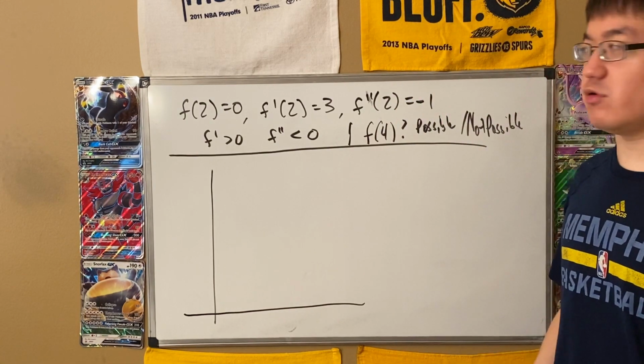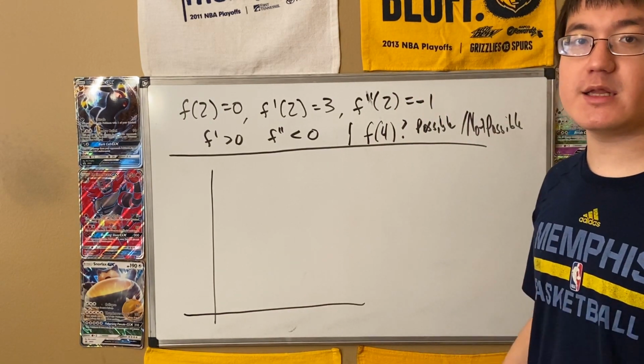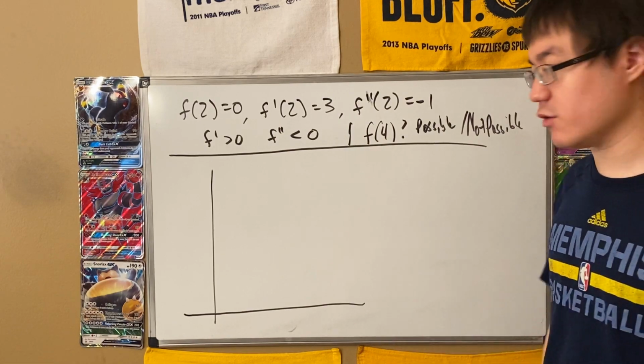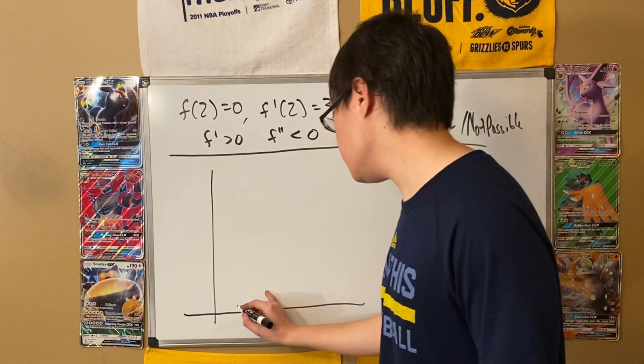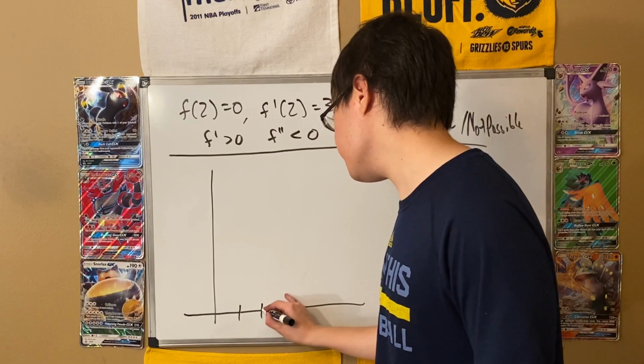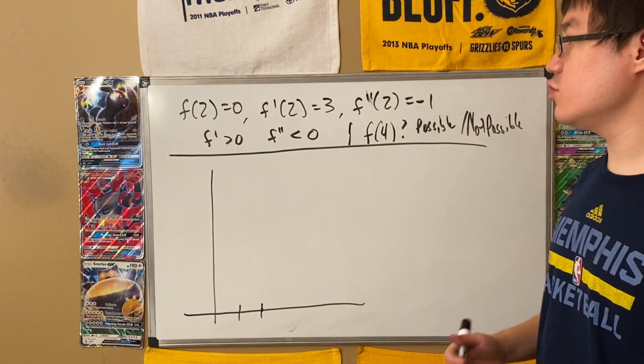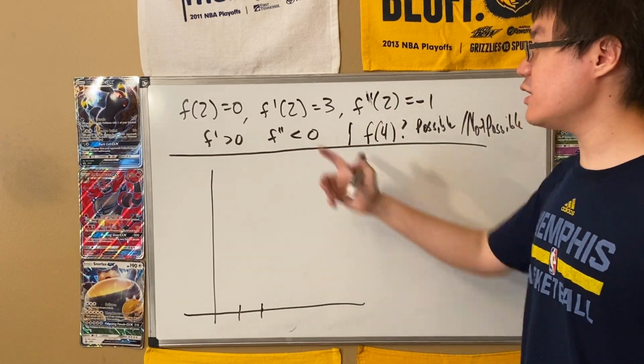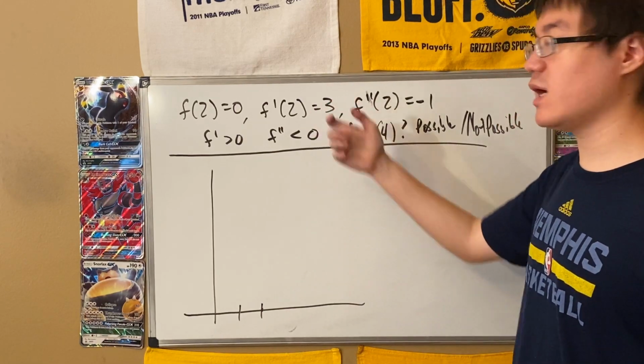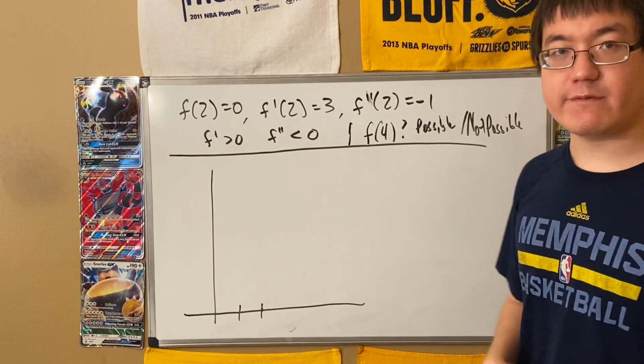So let's do f of 2 equals 0. So again, the first thing I like to do is plot this point. It's the easiest part of the question. Plotting the point 2, 0. So it's going to be 2, 0. Then what you do is you're going to use this slope. So notice that this slope is only about f prime of 2. It's not the slope at any of the other points.